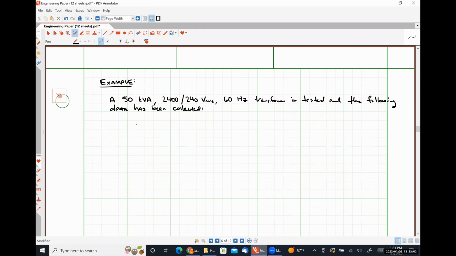Our open circuit test was carried out on the low voltage side, which is where it's usually done in industry. The magnitude of our open circuit voltage was determined to be 240 volts RMS, exactly what we would expect because we carry this out at 240 volts RMS. We measure an open circuit current of 6.5 amps RMS using our ammeter, and our watt meter gives us a power measurement of 65 watts.